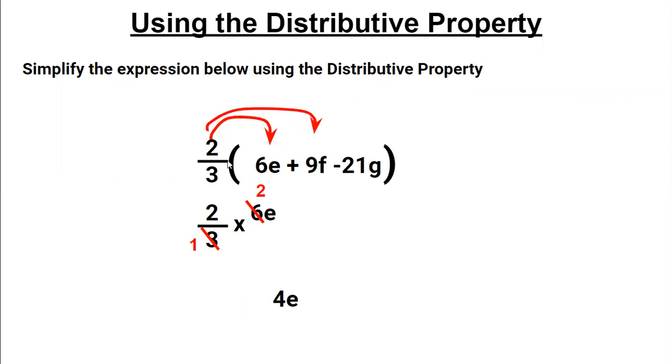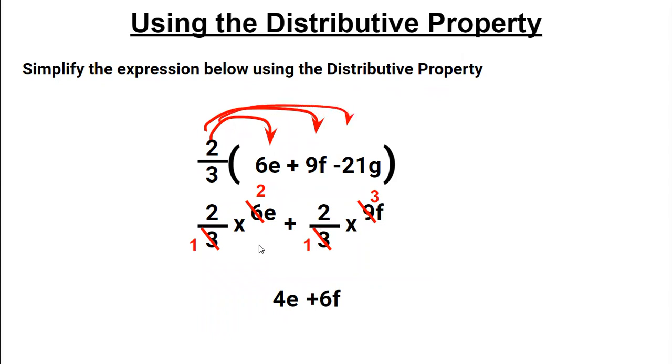Now I have to multiply 2/3 times 9f. So to do that, it's 2/3 times 9f. I can cross off or cancel the 9 and the 3. The 9 will become a 3. The 3 will become a 1. And now I just have left 2 times 3f, which is 6f.